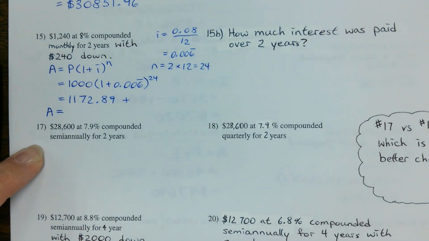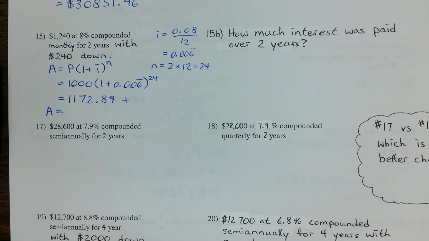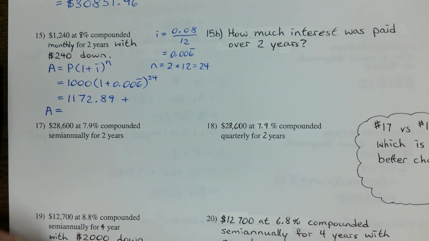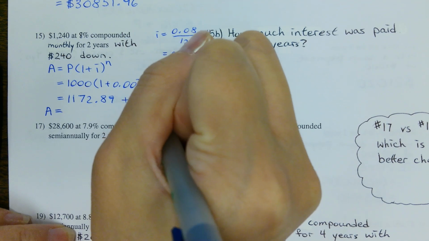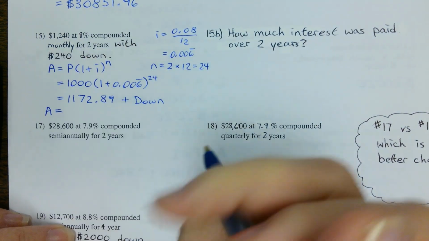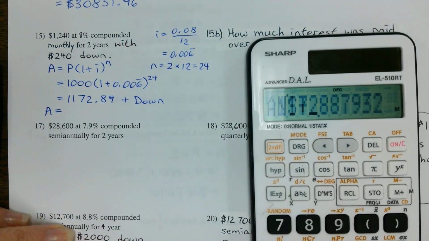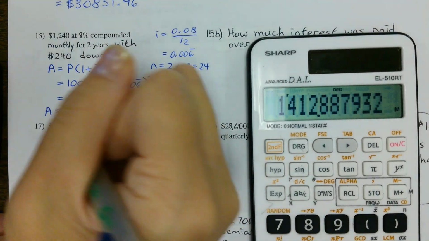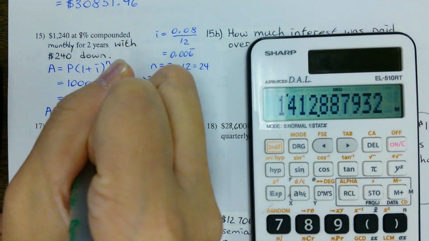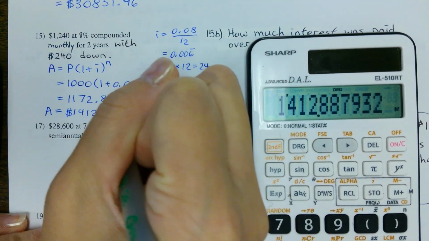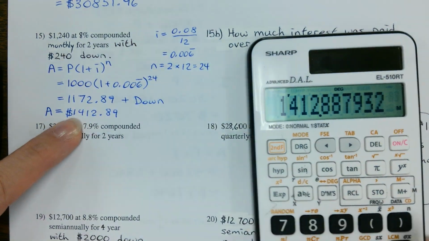What does he have to add? Not the principal. His down payment. Because he paid a down payment, that $240. So if you add on that $240, it means that he paid $1,412.89 for that gaming system.